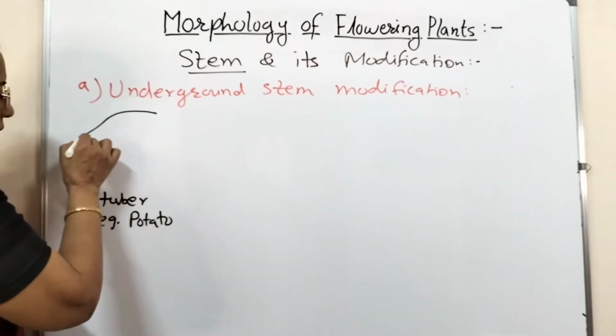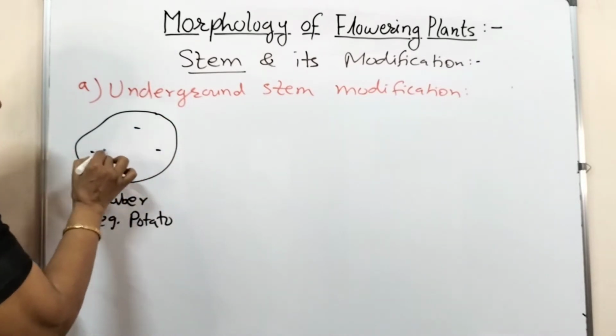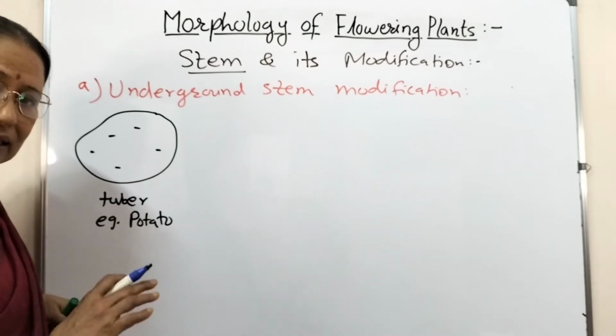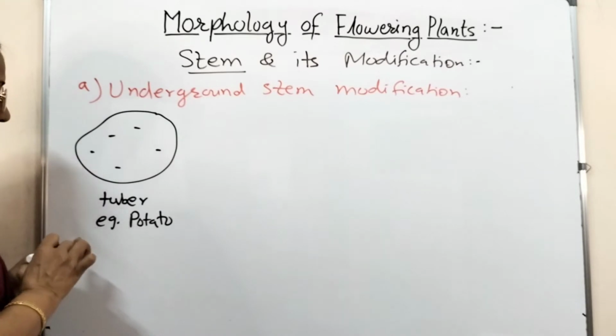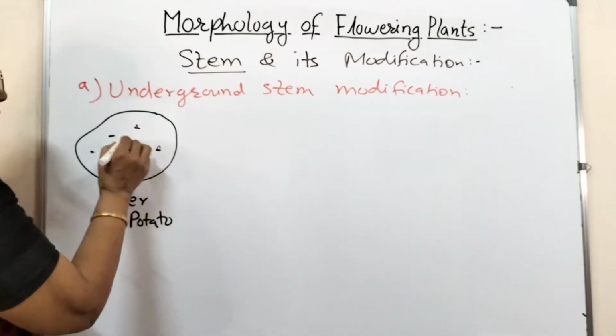Here in case of potato, you can see that these are the nodes. These are the different nodes. It is a stem modification. Though it is underground, it is a stem. It is having the nodes and internodes. And at each node, you will find these buds.